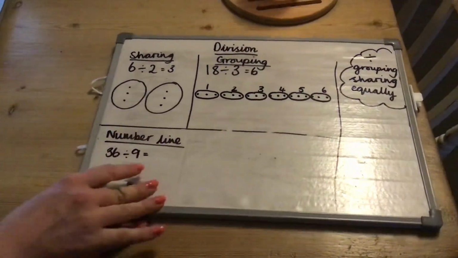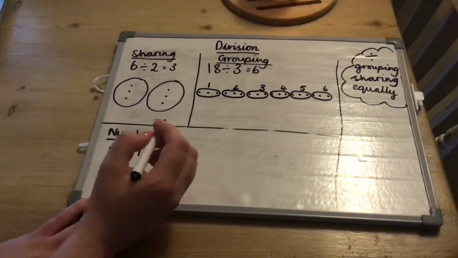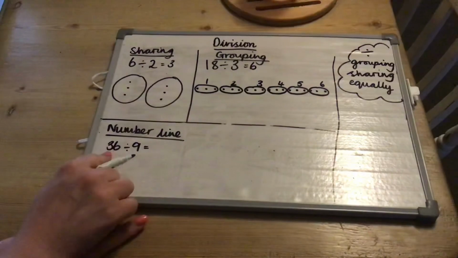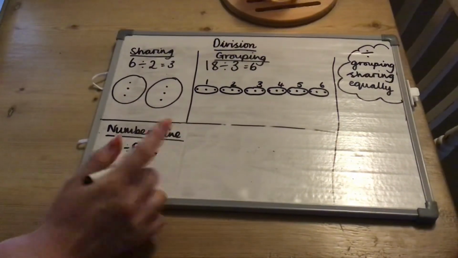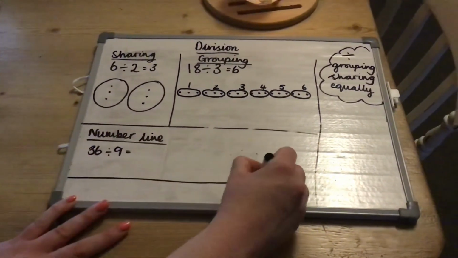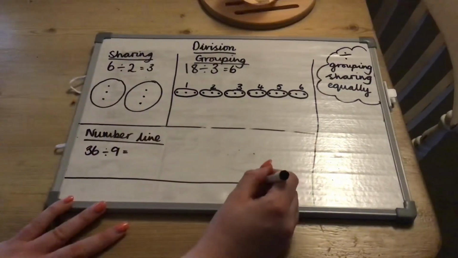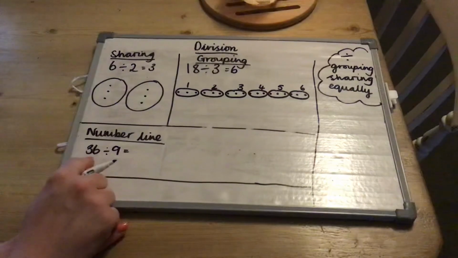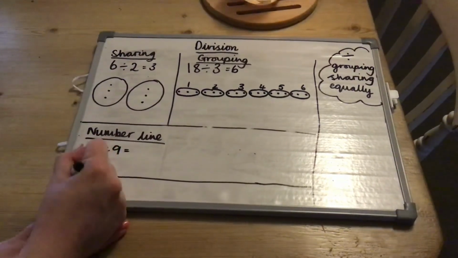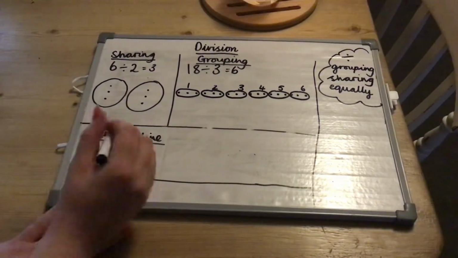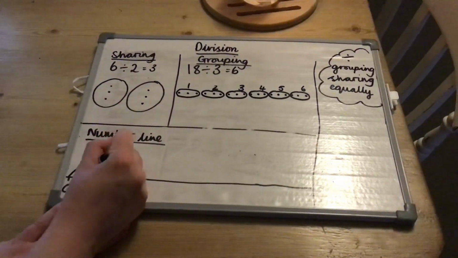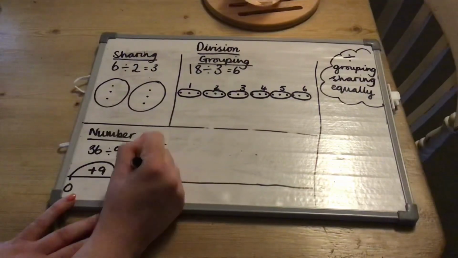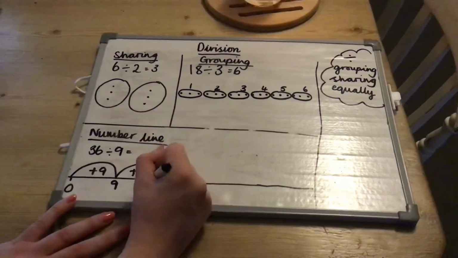Number line method. So when we are looking at number sentences that have slightly bigger numbers, like 36 divided by 9, we might want to use an empty number line. So what we're going to do is count up in 9s until we get to 36, and at that point we're going to stop. So starting our number line at 0, we're going to add 9, which obviously takes us to 9. We're going to add another 9, which will bring us to 18.